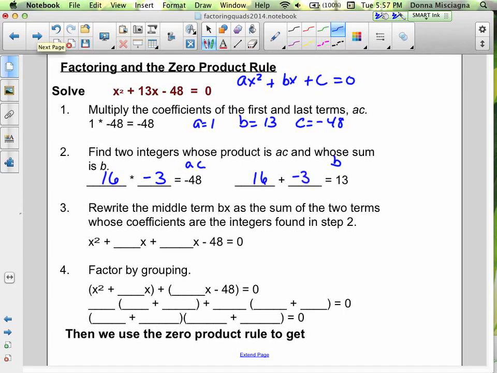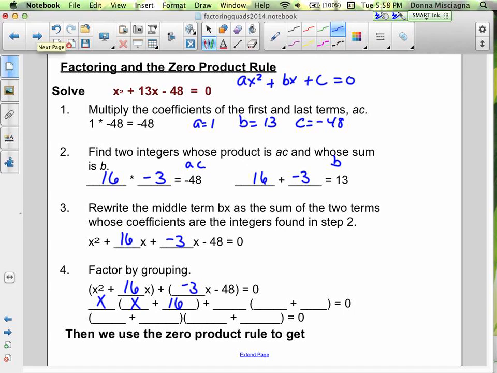We replace the 13x with a 16x and a negative 3x. And the first two become a group and the second two become a group. By the way, you could have switched those and made it a negative 3x and a 16x. The ordering doesn't matter on the two terms in the middle. You get the same thing no matter what. So greatest common factor for x squared and 16x, that's just going to be an x. So we'll be left with an x plus 16.